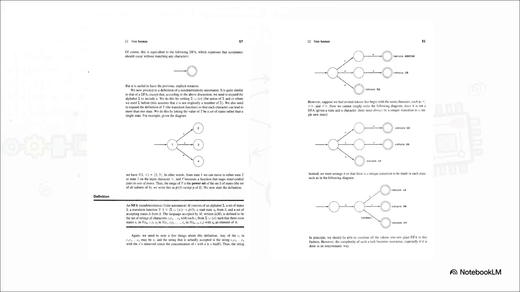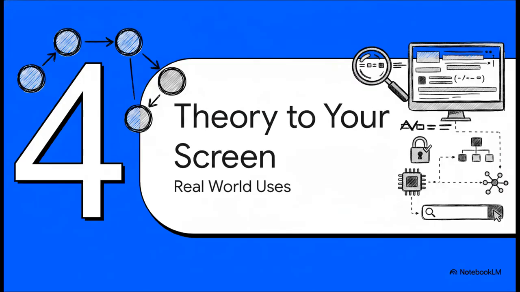Here you can see two different machines that actually do the exact same job. The NFA on the left is often way more compact, and honestly, it's easier for a person to come up with the design. The DFA on the right looks more complicated, but it's a direct, step-by-step algorithm a computer can run super efficiently. But here's the really cool part. Any NFA, no matter how wild it looks, can be automatically converted into a DFA that recognizes the exact same patterns.